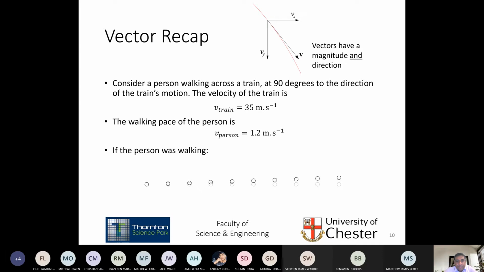Okay, and his movements are shown in these dark circles, whereas his movement, if he was not walking at all, is in the gray circles below it. So you can see that there is a slight deviation in his position due to his velocity, which is perpendicular to the train's motion.